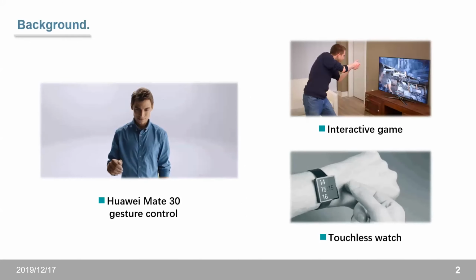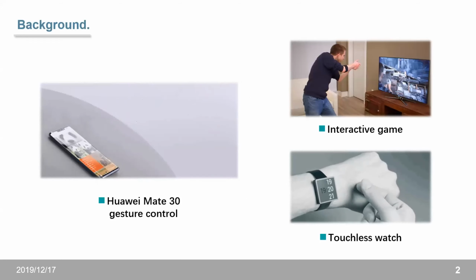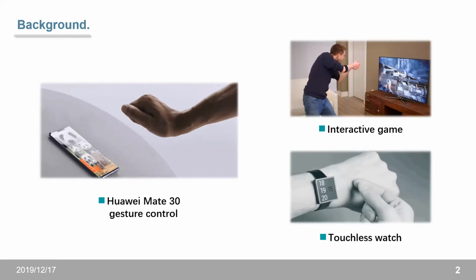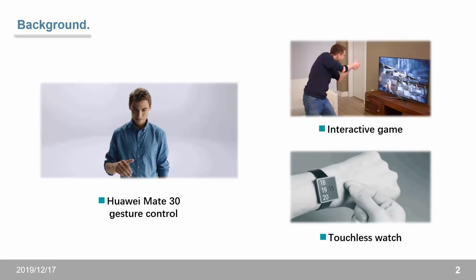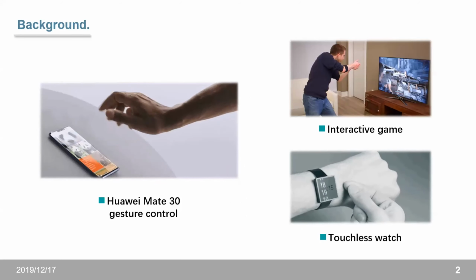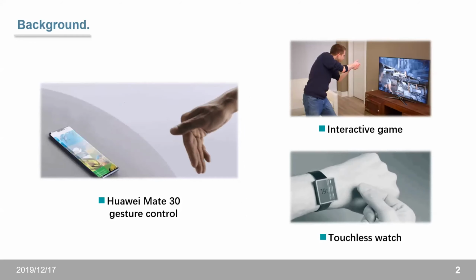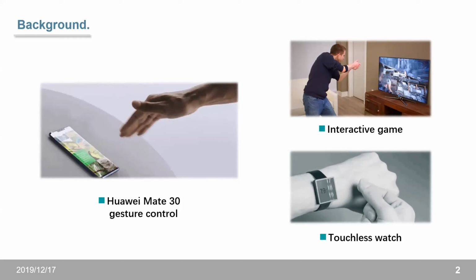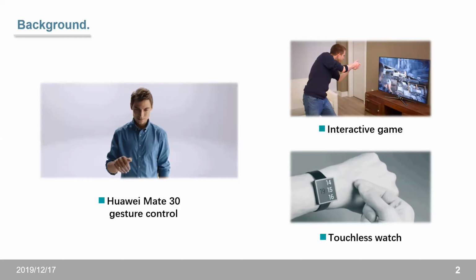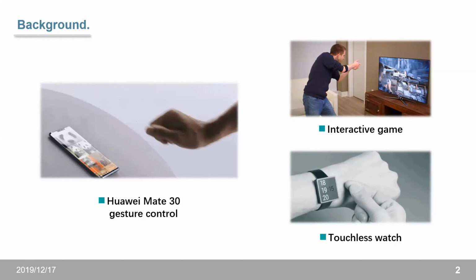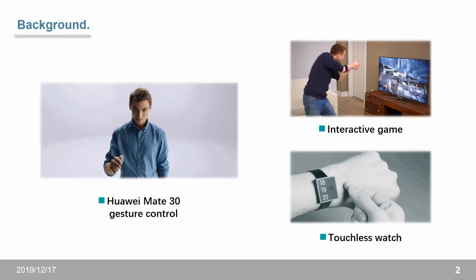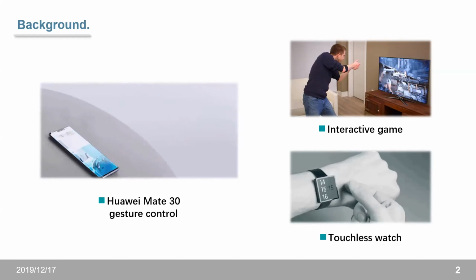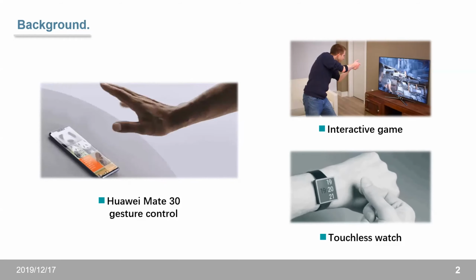First is the background. Touchless control has emerged as a popular technology in recent years. Touchless control and also gesture control remove the burden of physical contact between you and devices and make the interaction quite pleasurable. Here are some good examples of devices and systems that use this kind of control mode. The first is the Mate 50 released by Huawei earlier this year.